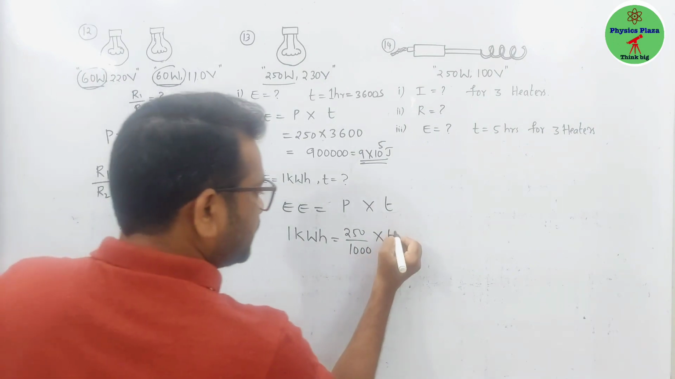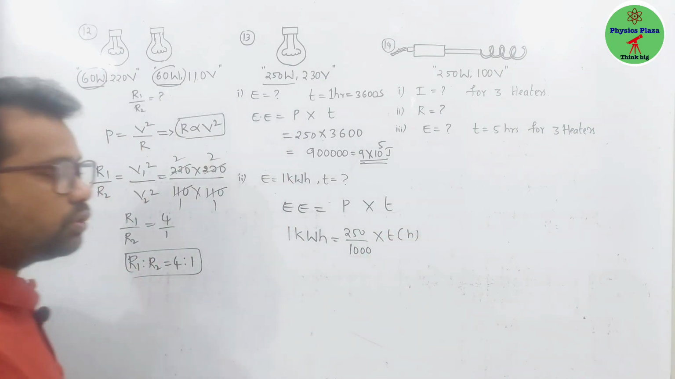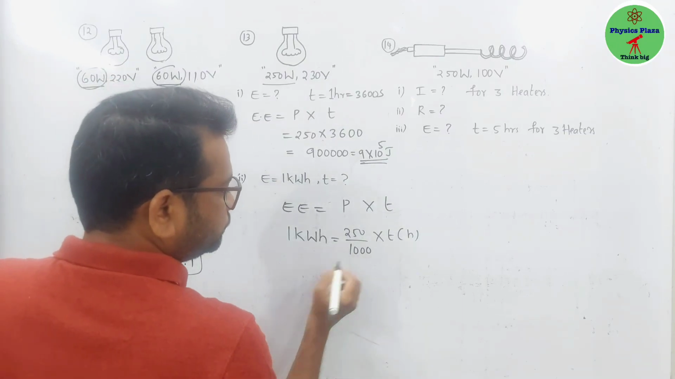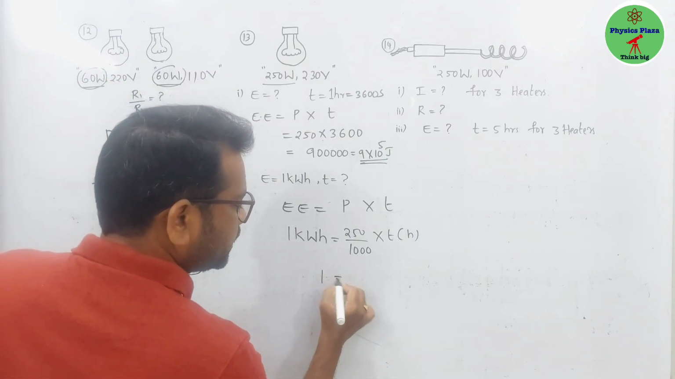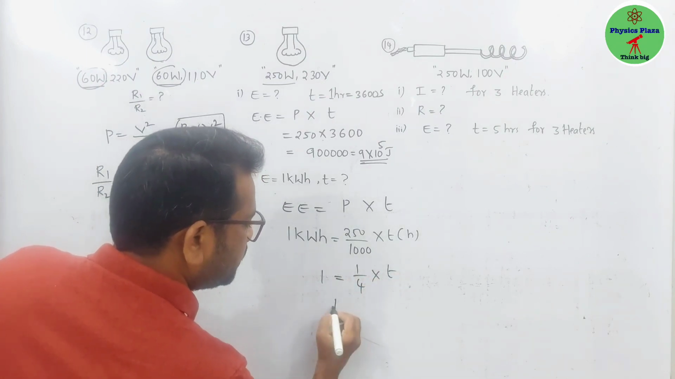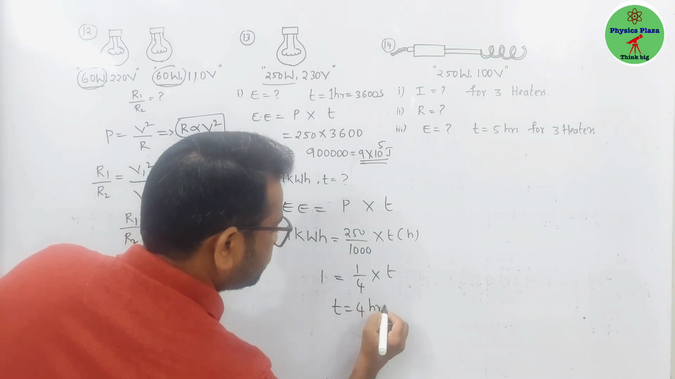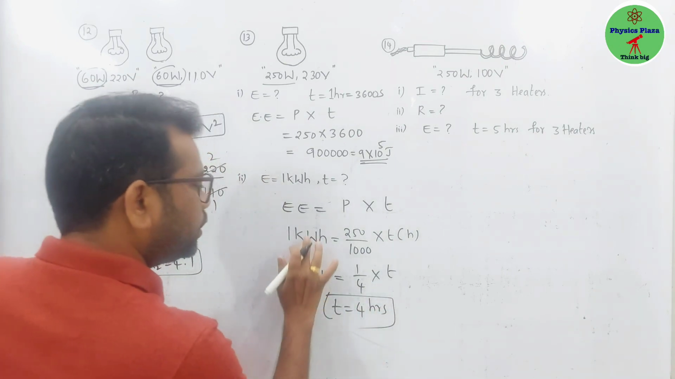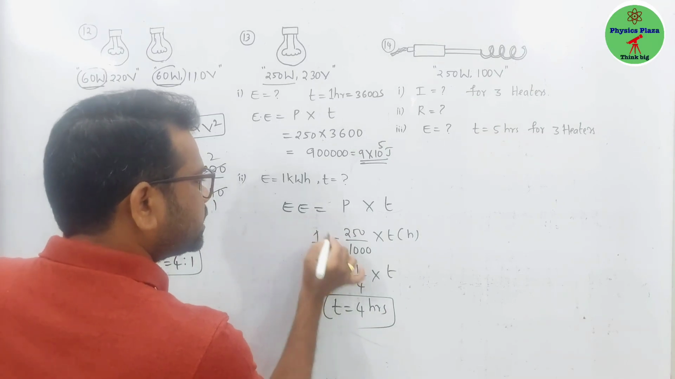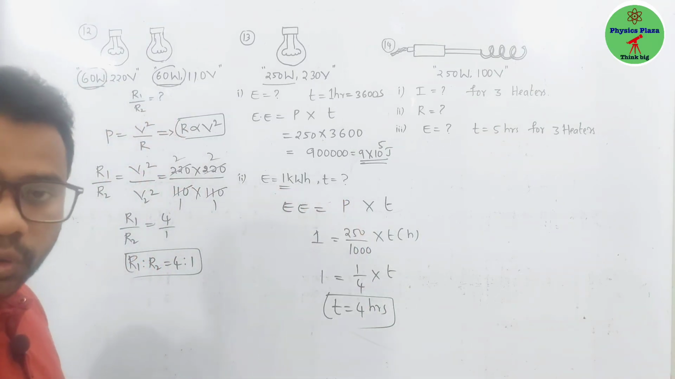Try to understand. So time must be in hours. Is it clear? Fine. So now what will happen here? 1 is equal to 1 by 4 into time. So time is equal to 4 hours. That's it. So no need to convert; with the kilowatt hour only, just express 1. Energy is given as 1 unit. Okay, fine.